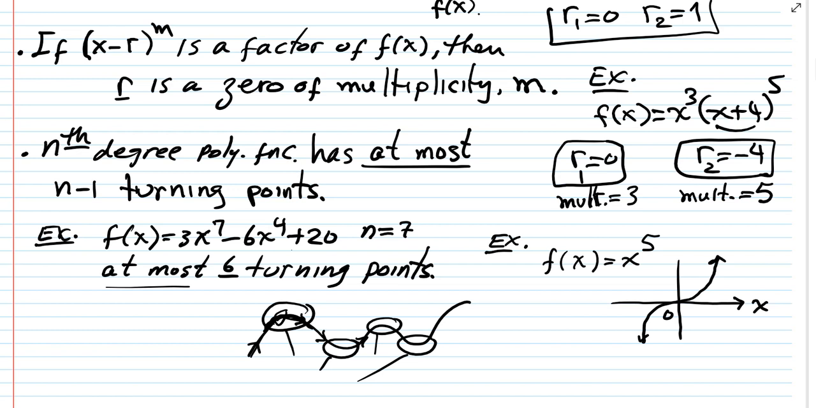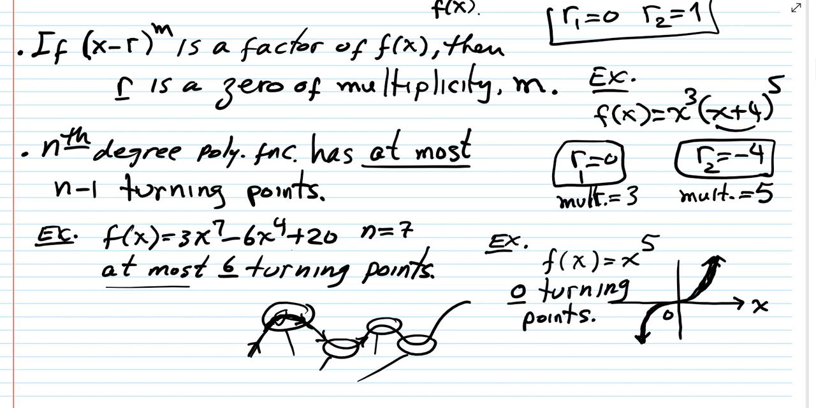Correct? Well, how many turning points does x to the fifth have? None. See, it just comes here and goes through. It doesn't turn like, say, in here. All right, so this one has 0 turning points.